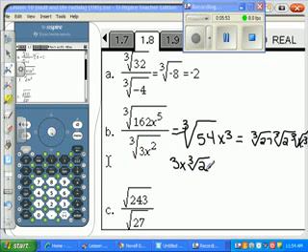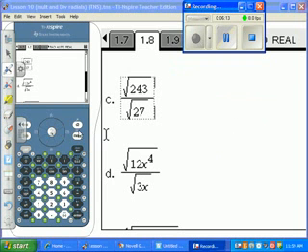Don't you only have to put the cube root once? I did it with 27 and a 2 and the x cubed. You could have done it like this, if you wanted to. That's fine as well. Okay? Wait, what's that last one?